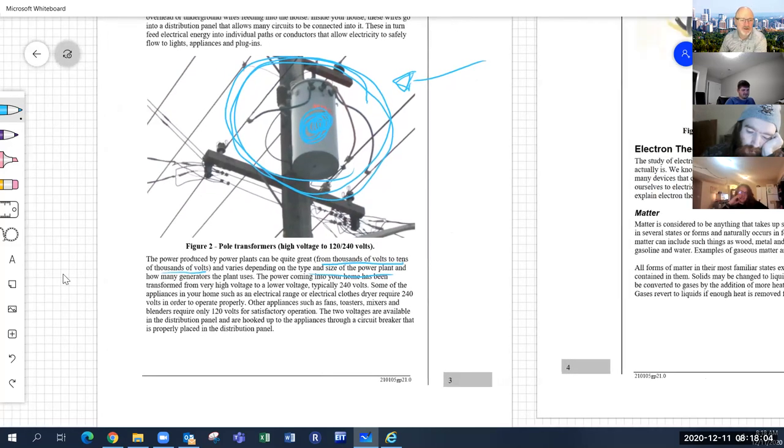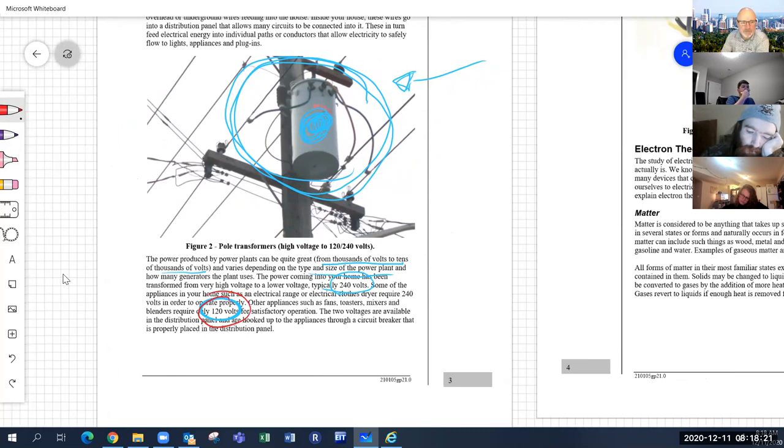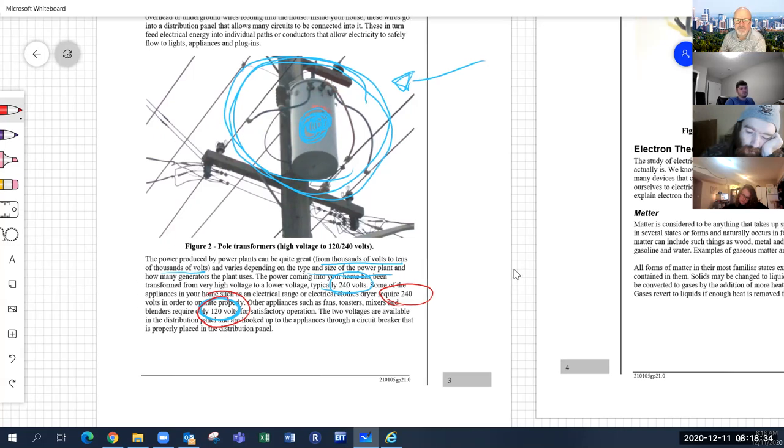Okay, and then it comes down to, we typically have 240 volts coming into our household. And then we step it down again, and 120 volts is what we use for most appliances. Now, electric dryers say 240 volts, but that's okay. That's just another form of power.